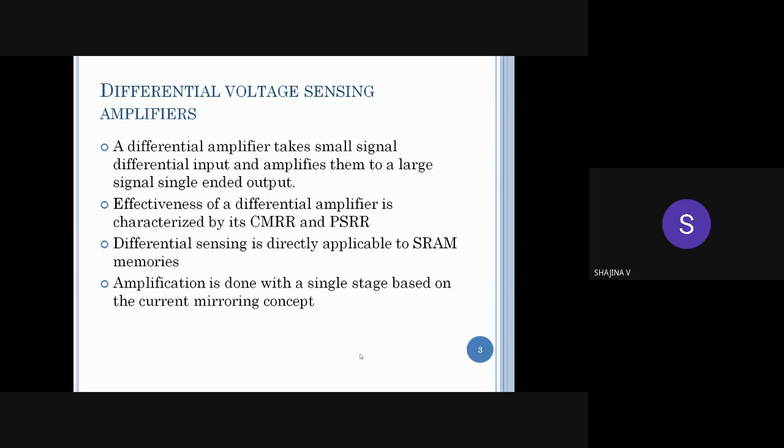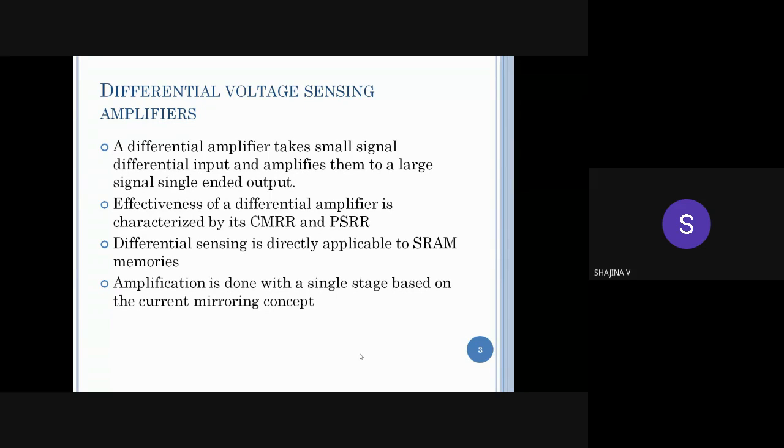According to the content in the memory cell, the potential at one of the bit lines, either the bit line or the bit bar line, will drop. If the voltage at the bit bar line is 1, then the voltage at the bit line will be 0, or the reverse. That is, we get exactly opposite outputs. If one line is 1, the other line will be 0. So where do we get that differential output? At the output of the SRAM. That is why we can say differential sensing is directly applicable to SRAM memories.